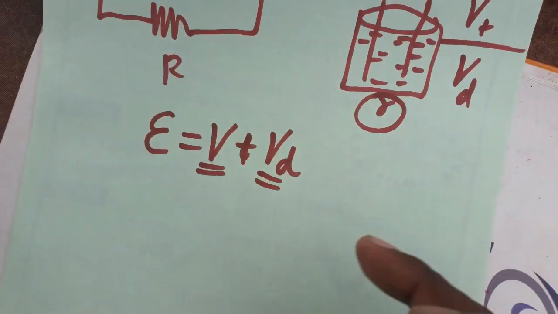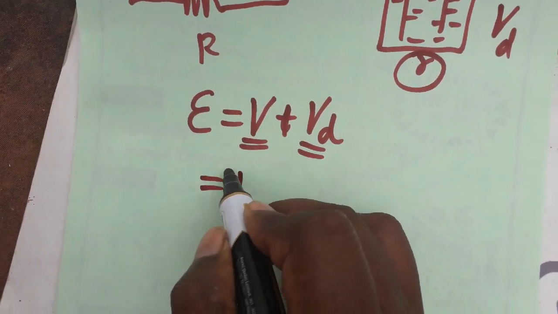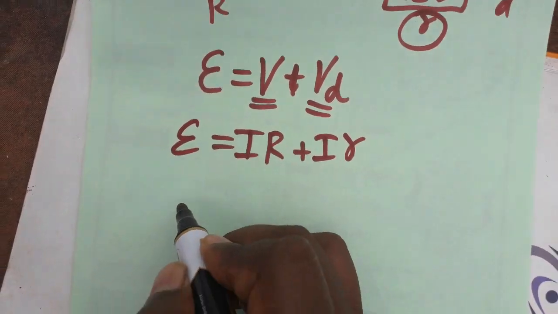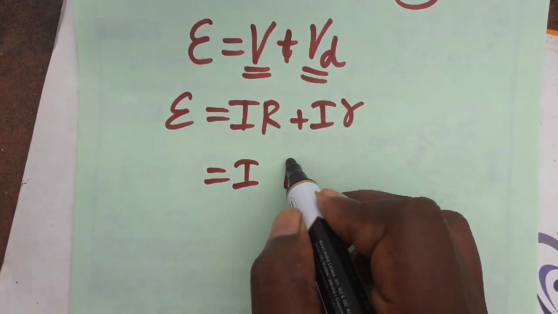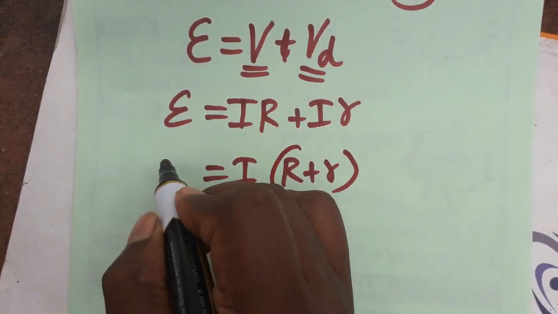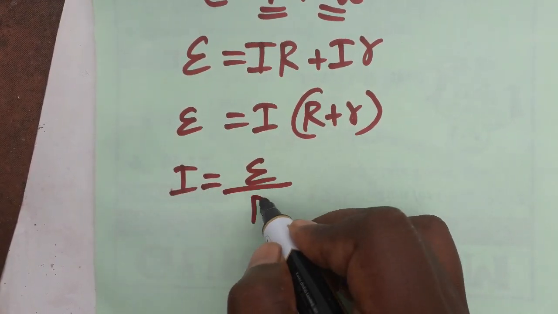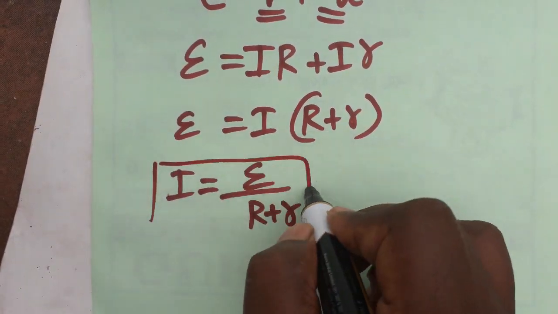According to Ohm's law, V is equal to IR, so I capital R plus I small r is equal to EMF. Taking I outside, I times (R plus small r) is equal to EMF. So I is equal to EMF divided by (R plus small r). This is the current flowing in the circuit.